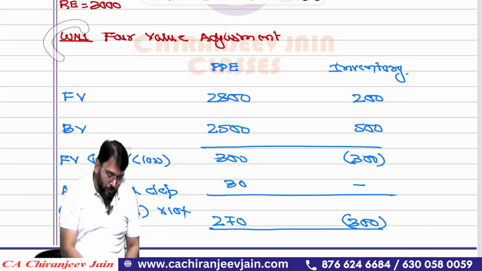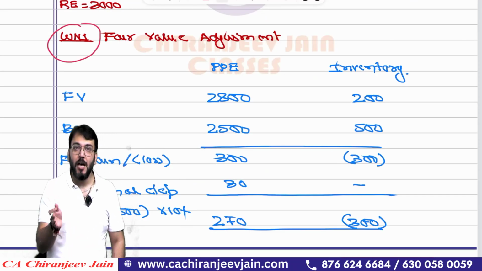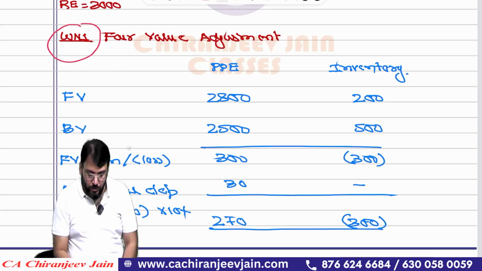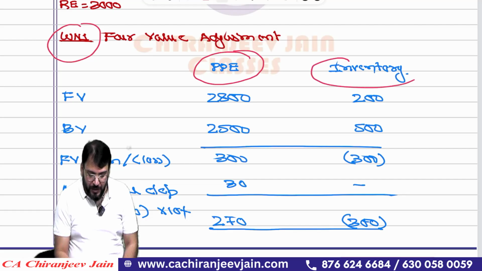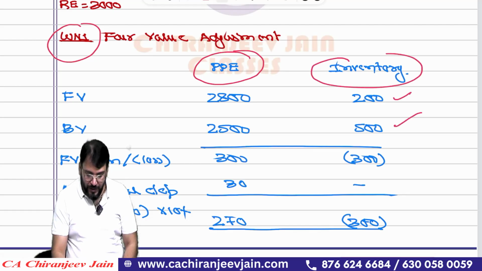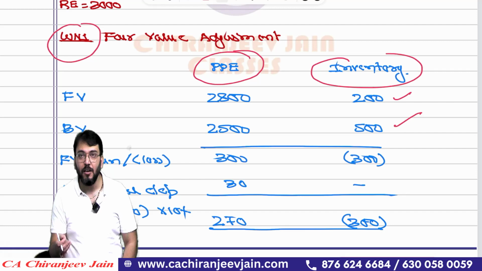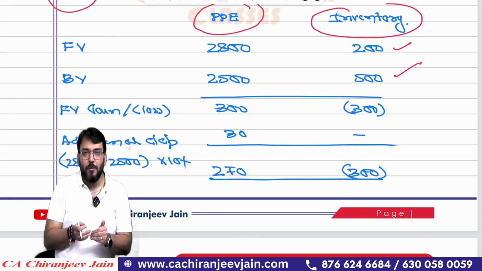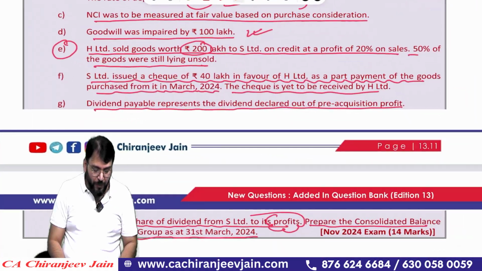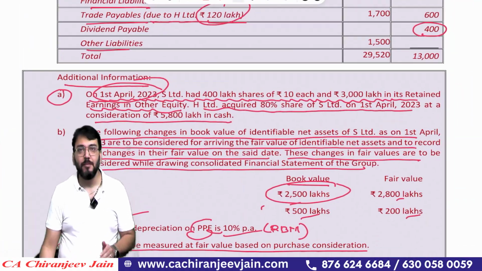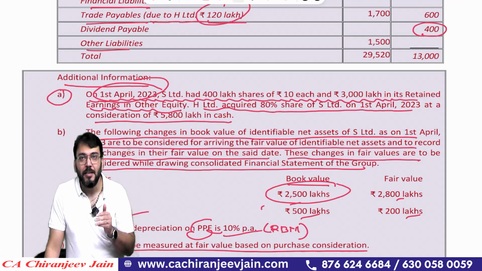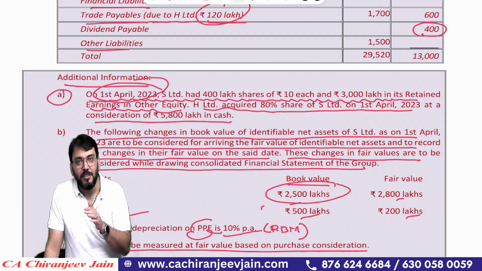The first, working note 1, will be fair value adjustment. You can see in the question they have given direct information about fair value and book value on the date of acquisition, so we can take that information directly. There are two assets they have given, PP and inventory. Fair value has been given, book value has been given. So we can find out fair value gain and loss. Now fair value gain and loss is calculated on the date of acquisition. What is the date of acquisition? You can see the date of acquisition is 1/4/2023, meaning the entire 12 months of the current year will be the post acquisition period. It means now we will do some post acquisition adjustment.